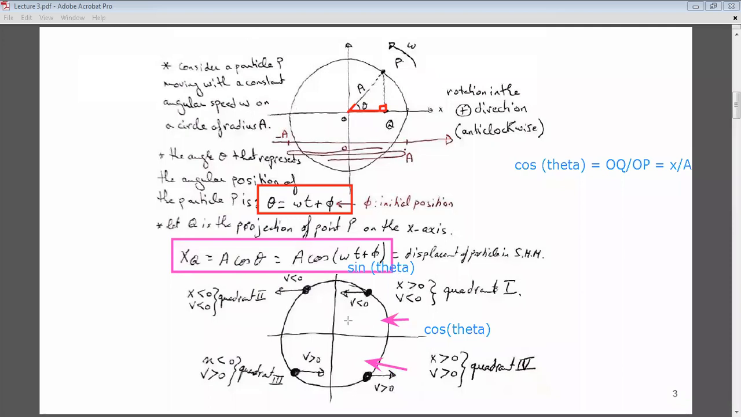What about the sine function? The sine function is positive in quadrant 1 and quadrant 2, right? So the sine is positive. Let me put it properly for you. So the cosine theta is positive here, cosine theta is positive here, and cosine theta is negative here.